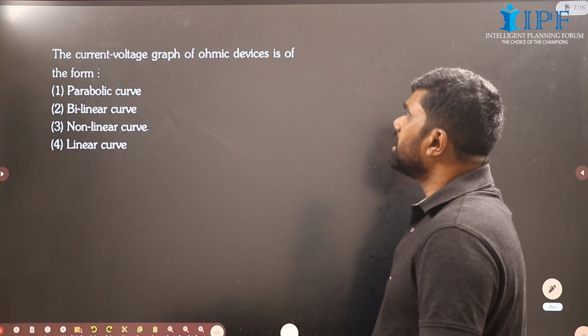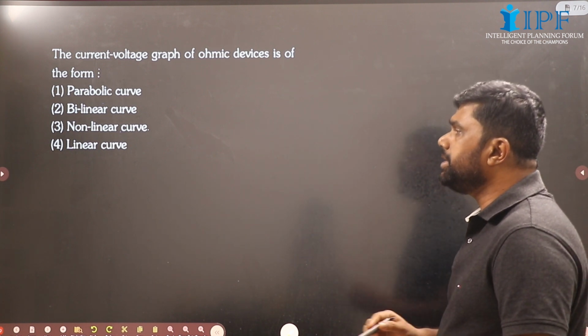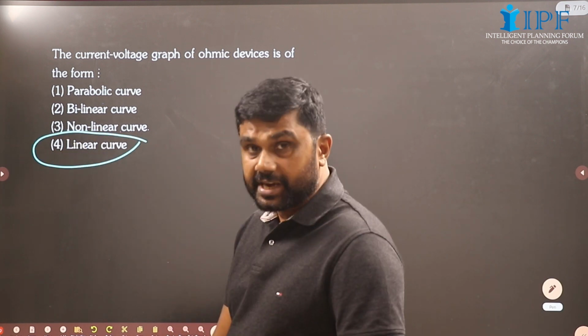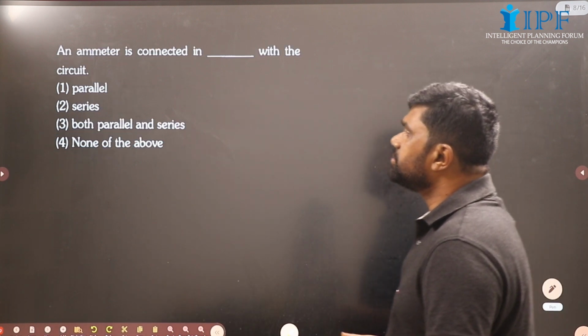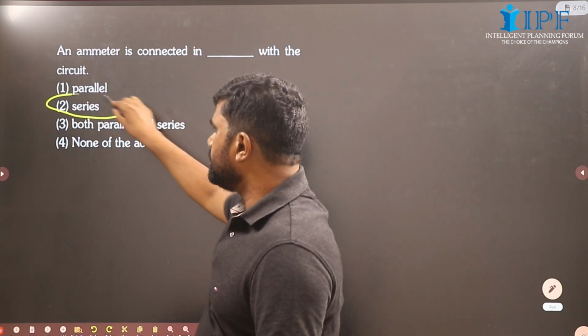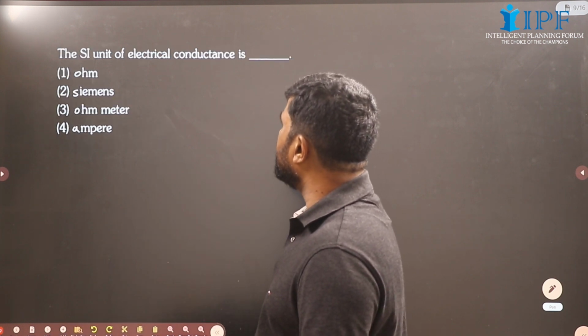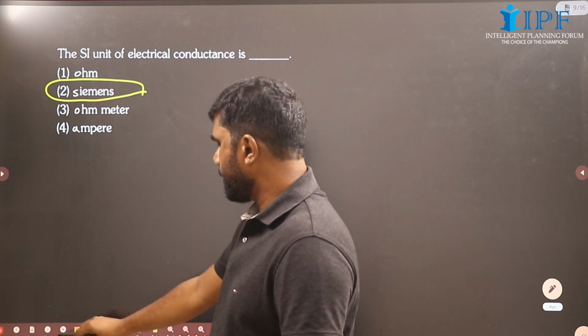Now the current voltage graph of ohmic devices must be linear. Linear means it must be a straight line. An ammeter is connected in series with the circuit. Next, the SI unit of electrical conductance is Siemens. This one.